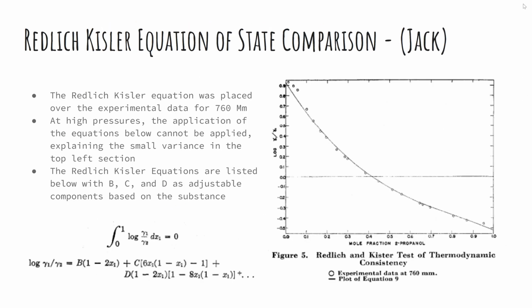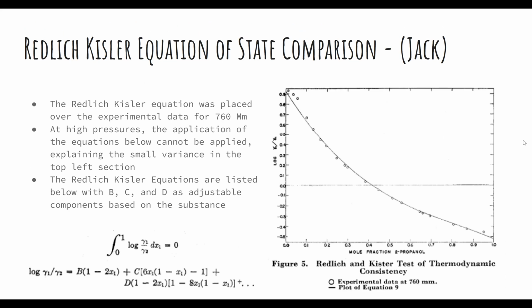In terms of Redlich-Kister's equation of state, they made a comparison to that as well. In terms of that, they use the graph you can see to the right. That's this thermodynamic consistency, along with adjustable parameters of B, C, and D, as you can see down in the equations below that kind of validate their process.